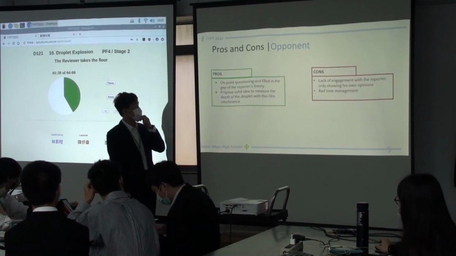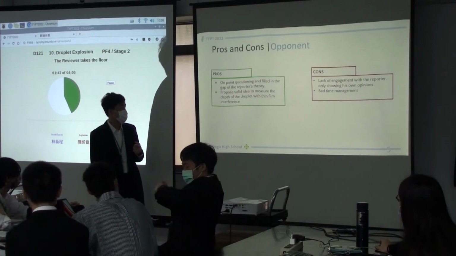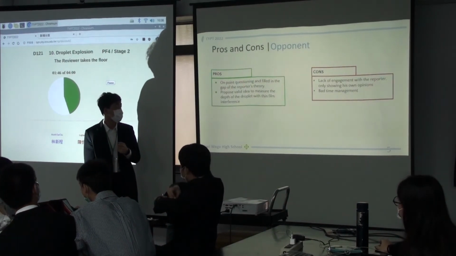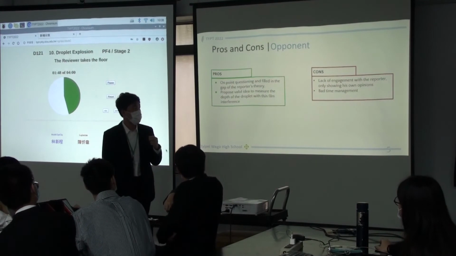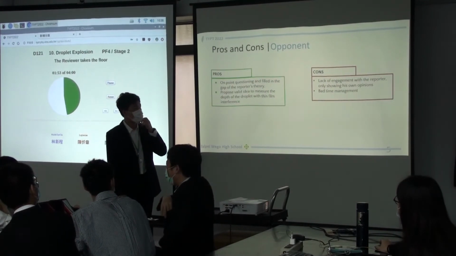And here are the pros and cons of the opponent. So they have on-point questioning and filled in the gap of the reporter's theory, and have proposed a valid idea to measure the depth of the droplet with thin film interference. However, they lacked engagement with the reporter, and they kind of only showed their opinions. And they have bad time management.